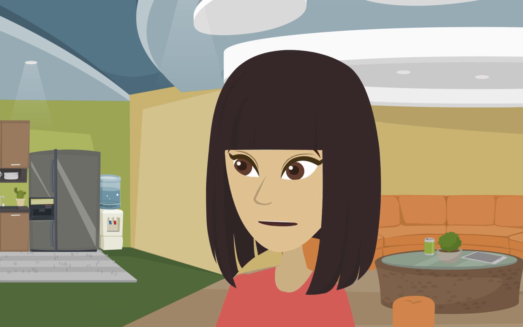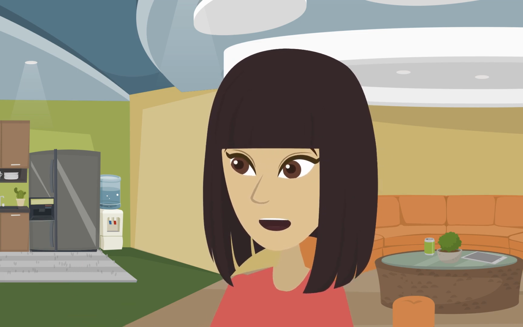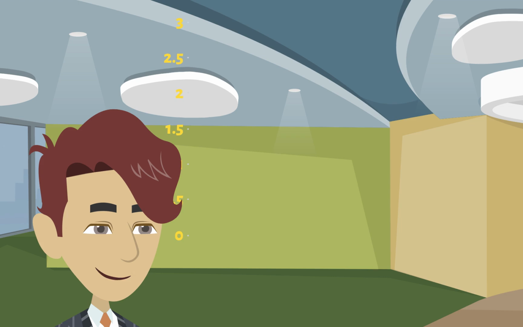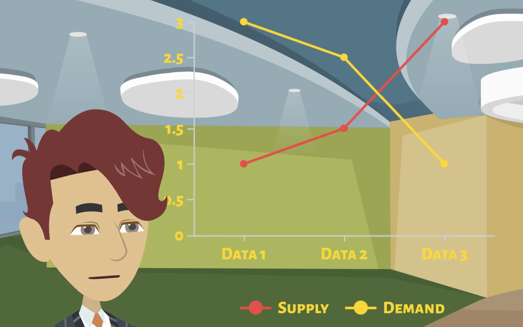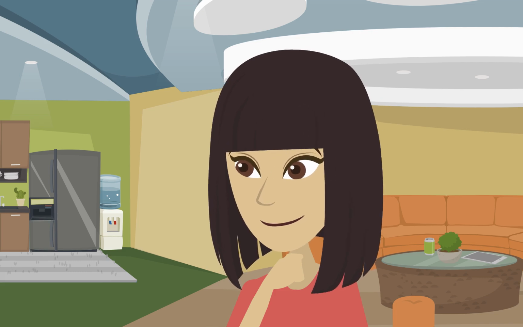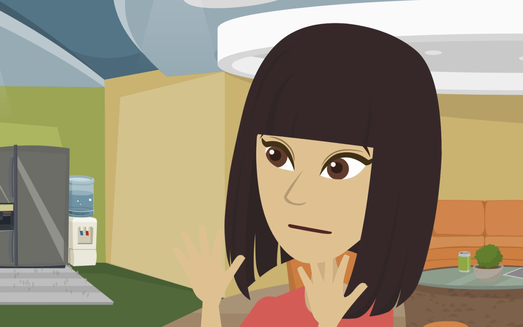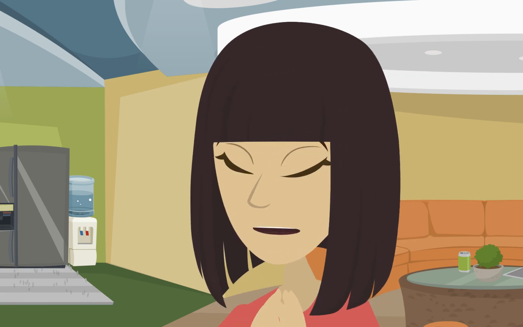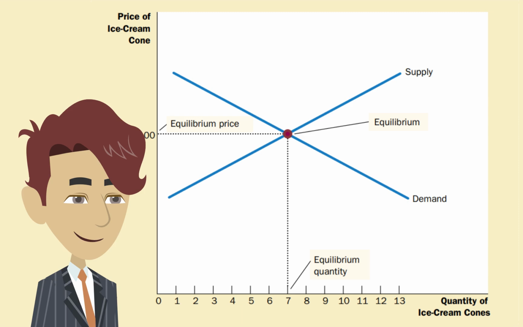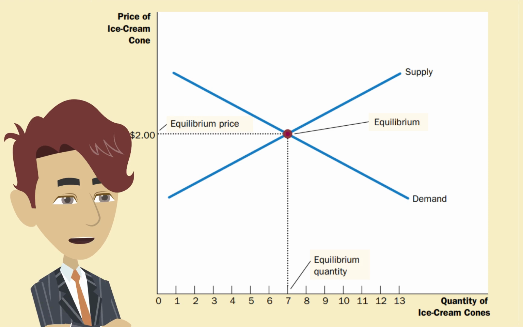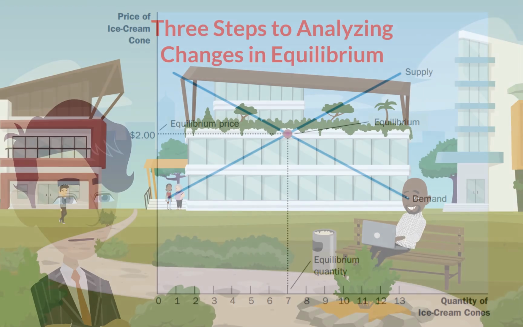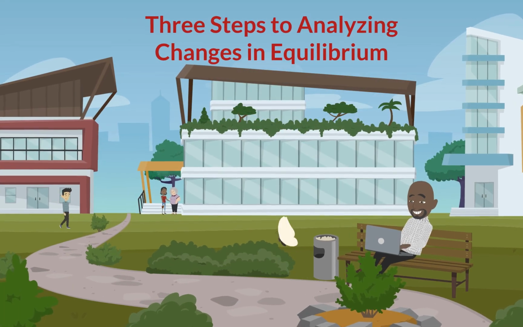And what if the price is below the equilibrium, like $1.50? In that case, demand exceeds supply, creating a shortage. Buyers will compete for the limited goods available. So, sellers can raise prices until they balance out again? Exactly. This process of adjusting prices continues until the market reaches equilibrium where everyone is satisfied. 3 steps to analyzing changes in equilibrium.